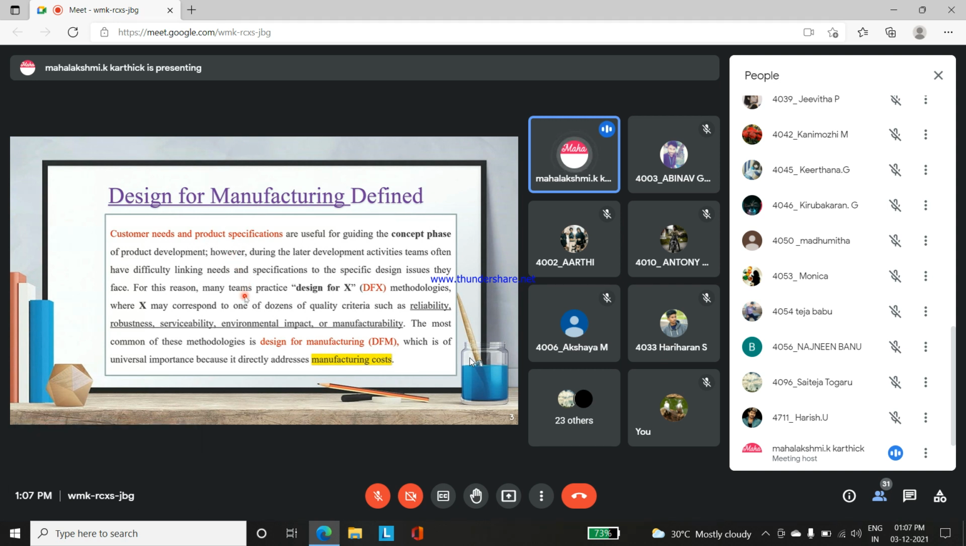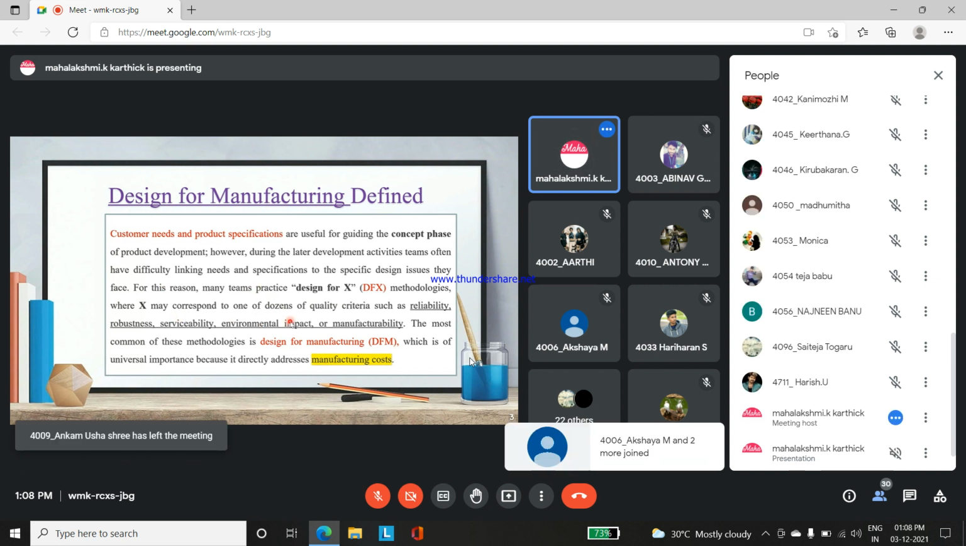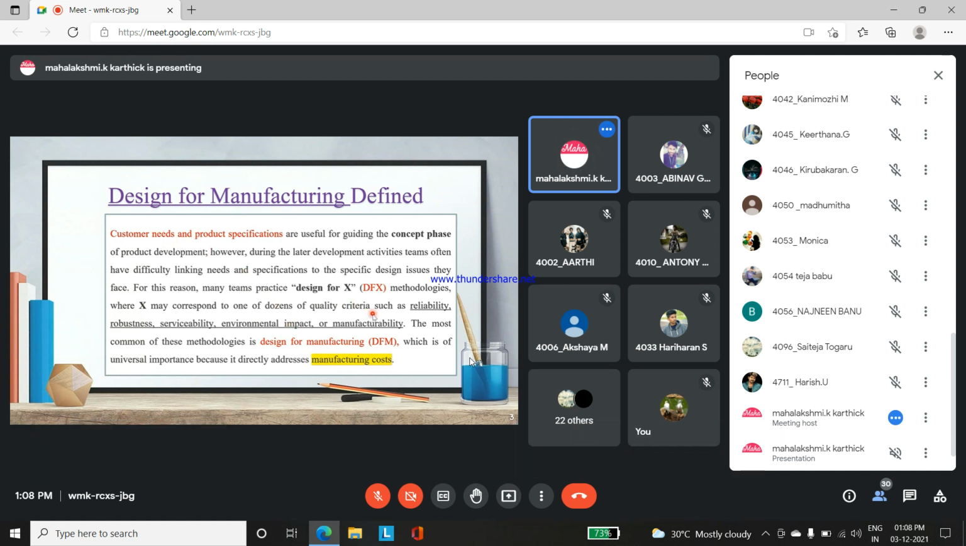So for that, there is a separate team available. The team is called Design for X, or DFX, or some methodologies. What they do is, the people involved in Design for X focus on checking the quality criteria for a product, whether it is fulfilling the 2 factors. So what are the quality criteria? Whether the product has reliability, whether it is a robust product.